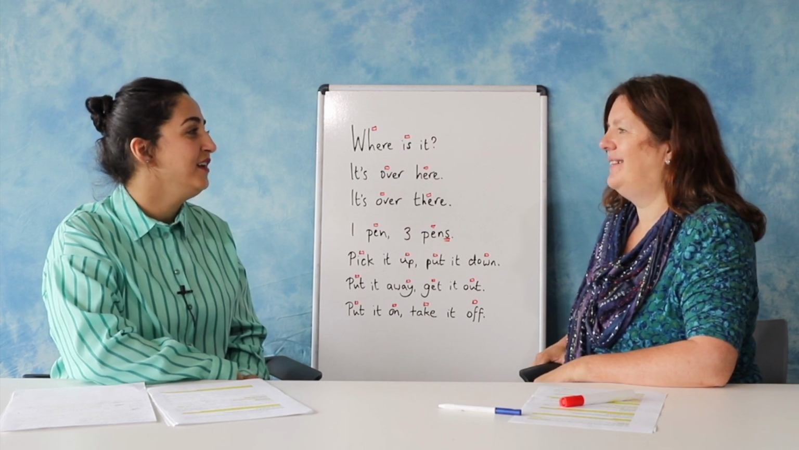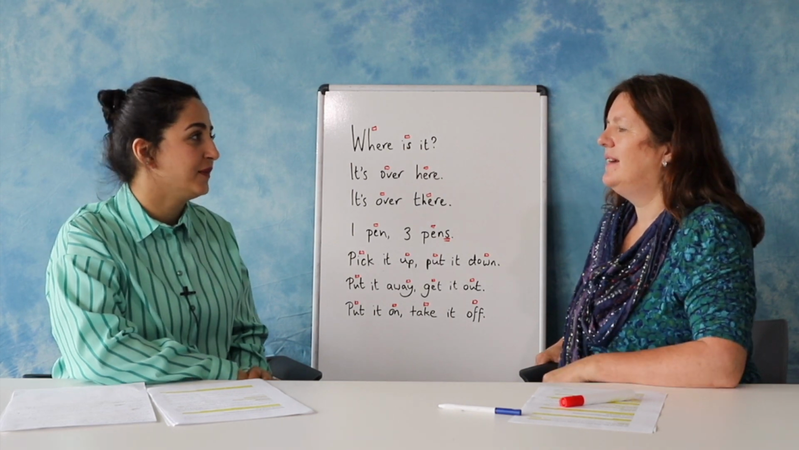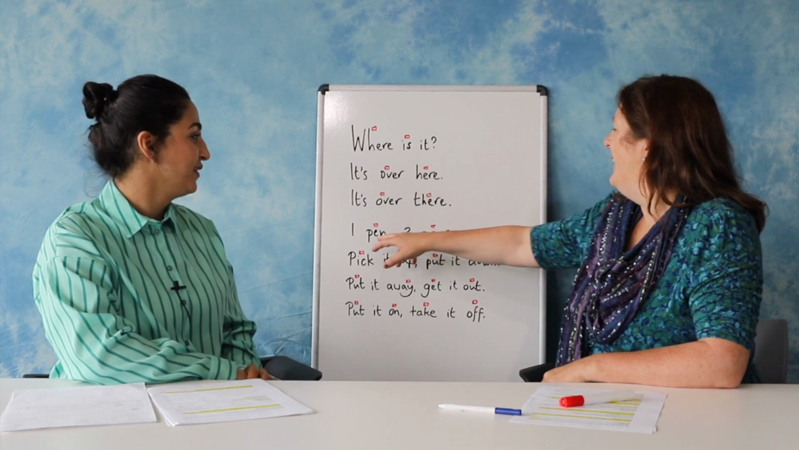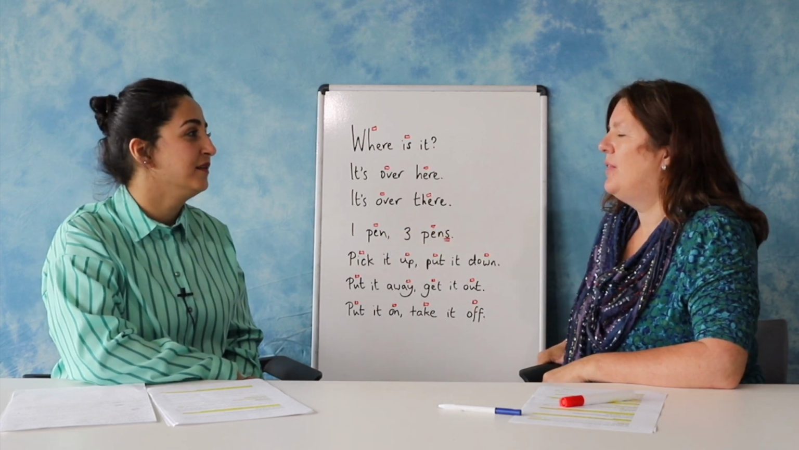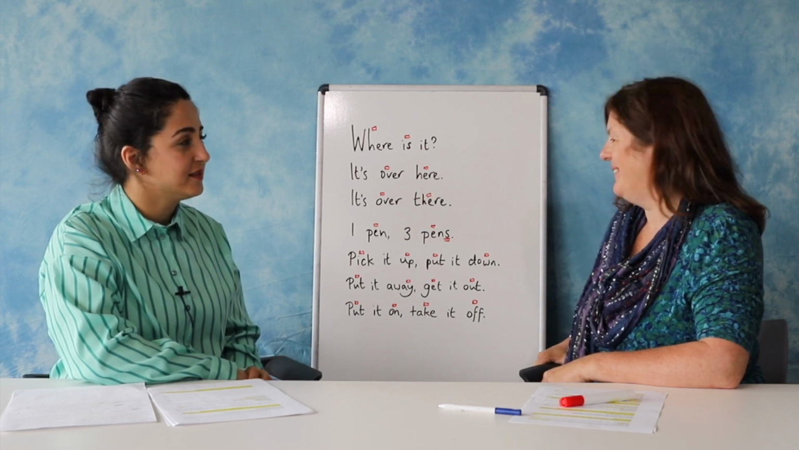Here. It's over here. It's over there. There. It's over there. So we have one pen. One pen. Three pens. Good.